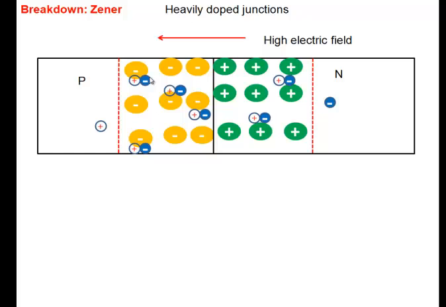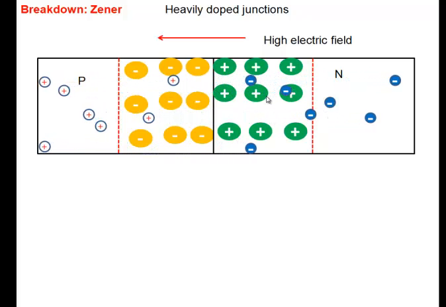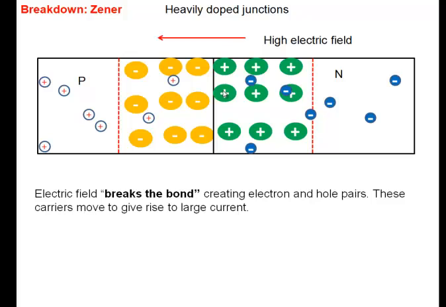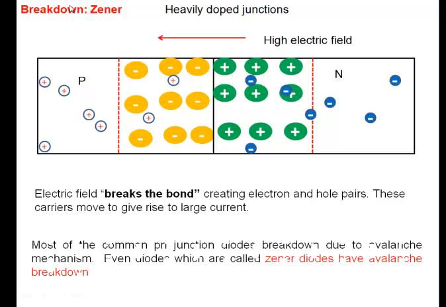The field is ionizing and all of these will move here, all of these will move here, and you get a lot of current flow. So two different mechanisms of breakdown. One is avalanche breakdown, the other one is Zener breakdown. And the most common breakdown mechanism, most of the diodes that you see in the lab and that you'll handle, they all break down because of avalanche breakdown.